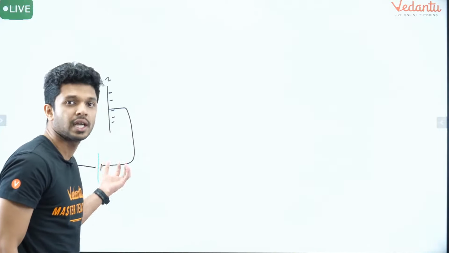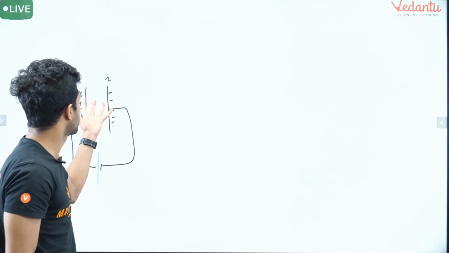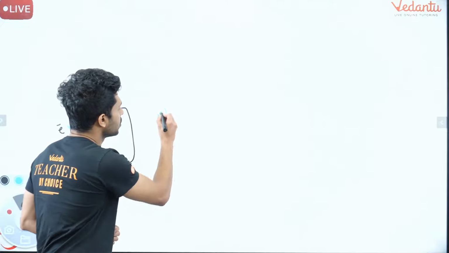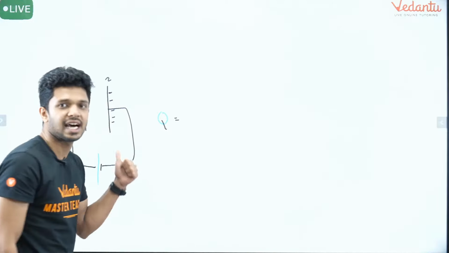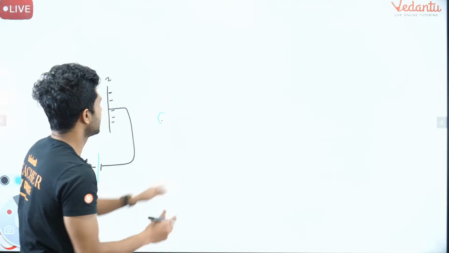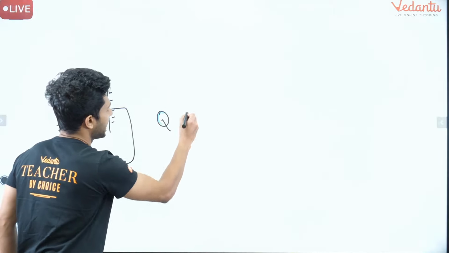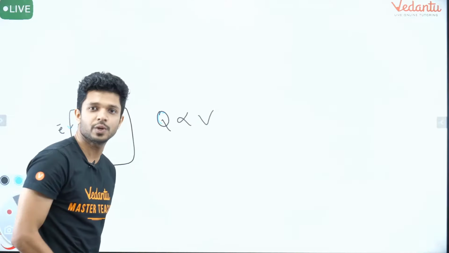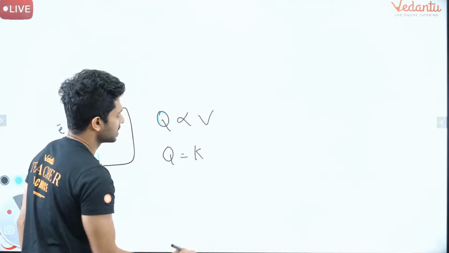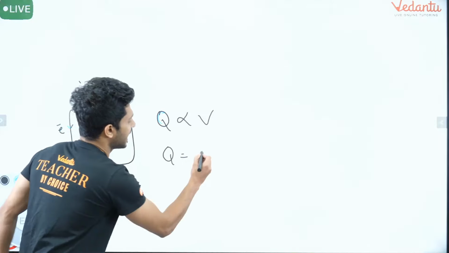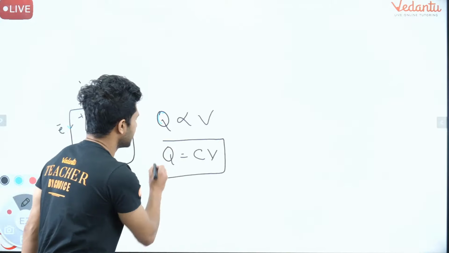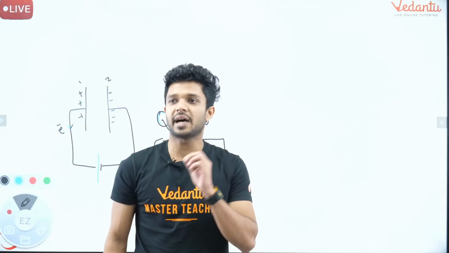Which means, as you can see, if I'm applying the potential more and more, the charge on this particular capacitor keeps on increasing, which says Q, the charge developed on this capacitor plate, is directly proportional to V. So once you convert this into equality, you can write it as Q equal to KV, or you can write it as C into V. So this is the basic equation related with the capacitor plates.